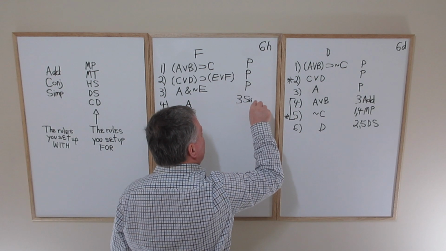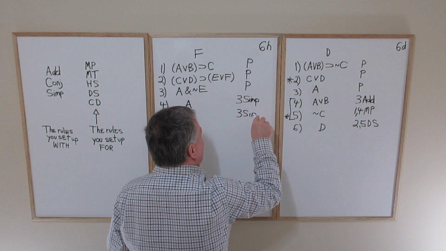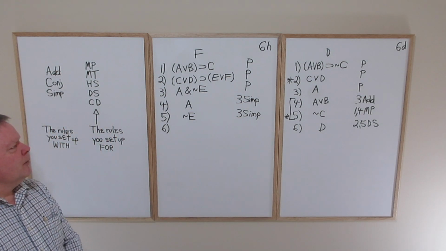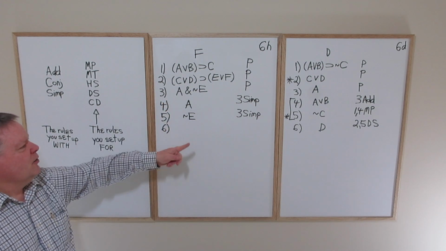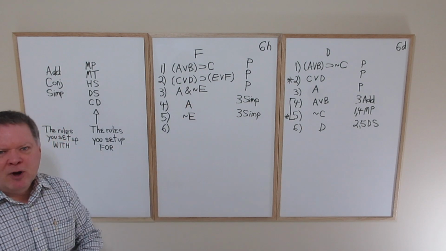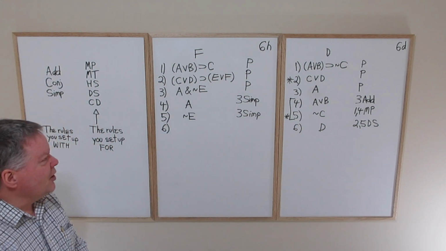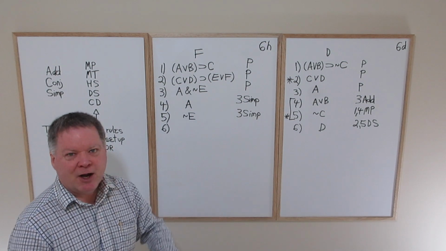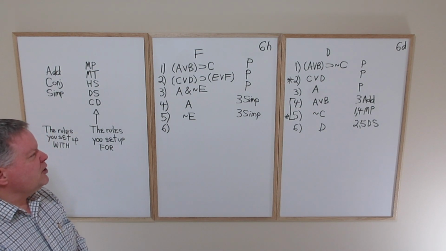3 simplification, 3 simplification. So we used 3 simplification to get the left conjunct, then we used 3 simplification again, this time to snap off the right conjunct. No need to indicate that in the justification column. 3 simplification of the left, 3 simplification of the right. 3 simplification in both cases is sufficient.